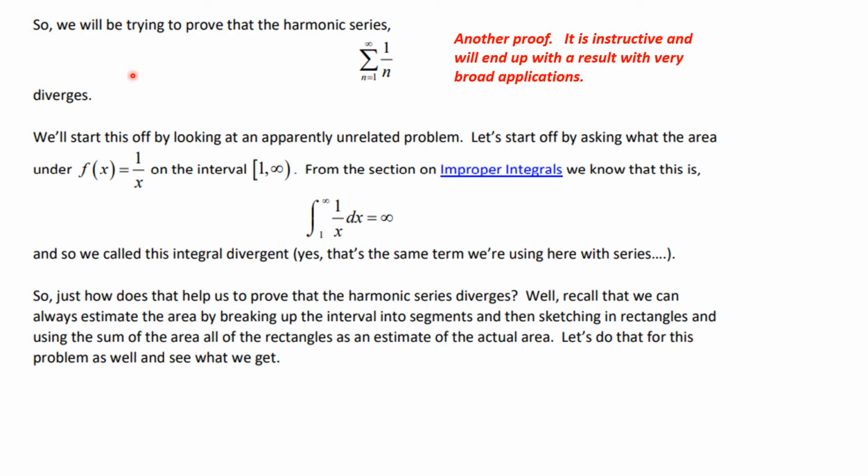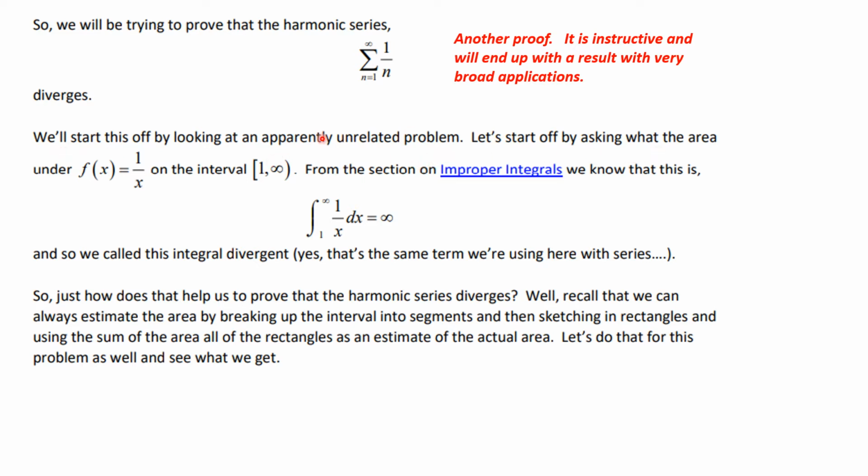By way of introduction, we're going to discuss a little bit more about the harmonic series, and we'll end up coming up with another proof that this diverges. But the reason we're going over the proof is that it is instructive, and eventually we'll end up with a result that has very broad applications well beyond the harmonic series. So let's start off by looking at an apparently unrelated problem.